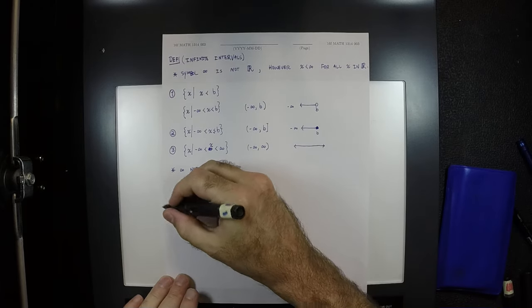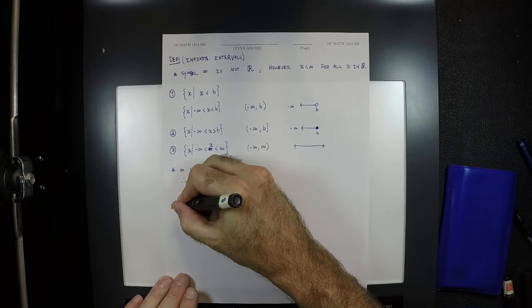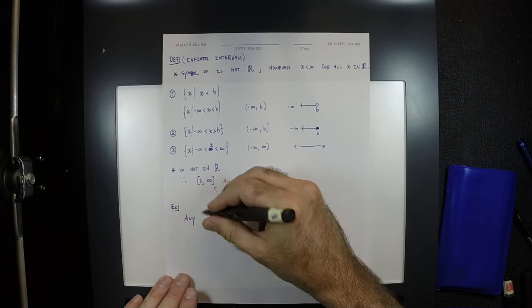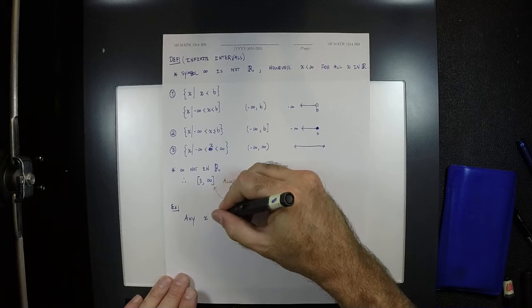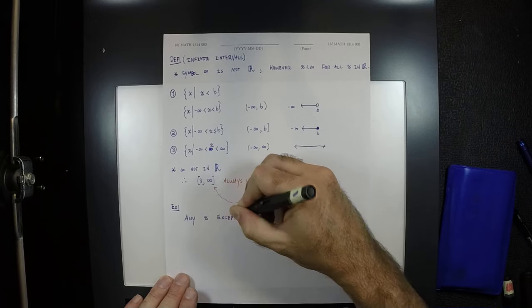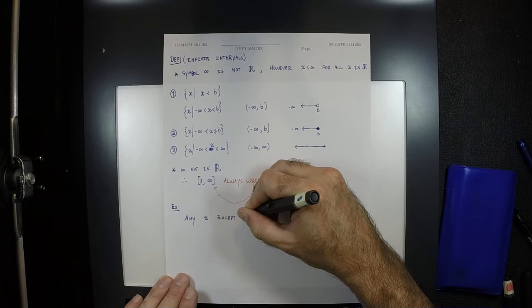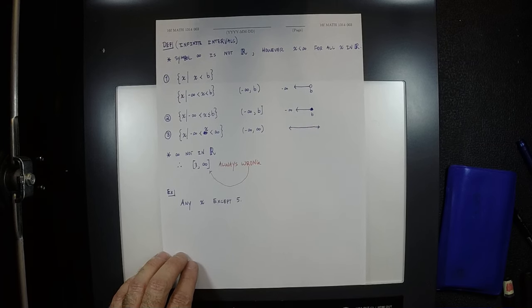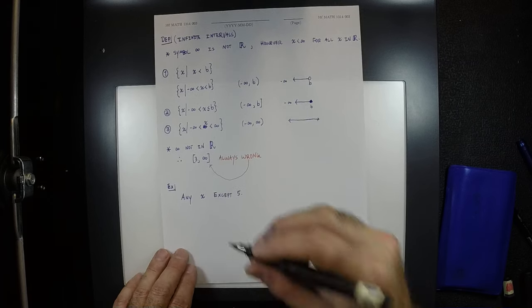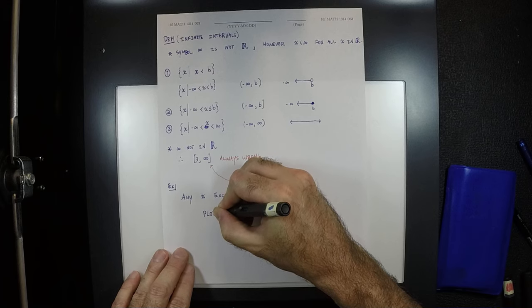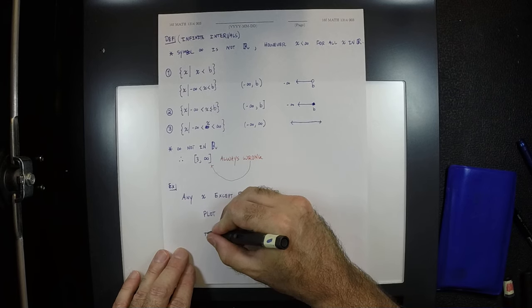Okay. So, to go back to the first page, any x except say 5. So this is sort of a clumsy statement. Any x except 5. I want you to now give it to me as a plot. And I also want you to give it to me in interval notation.